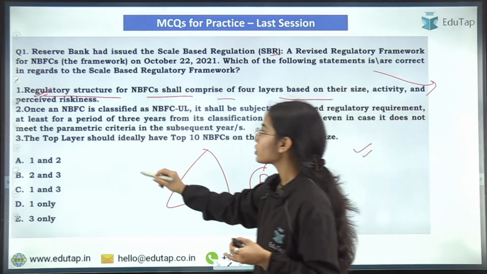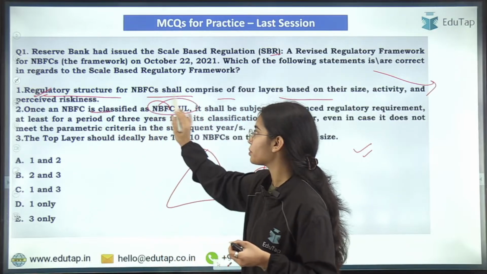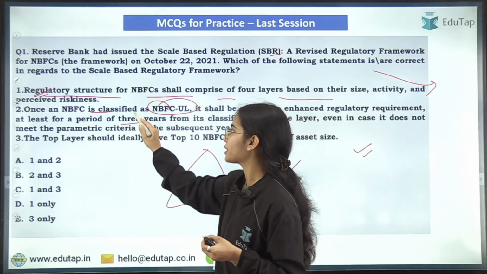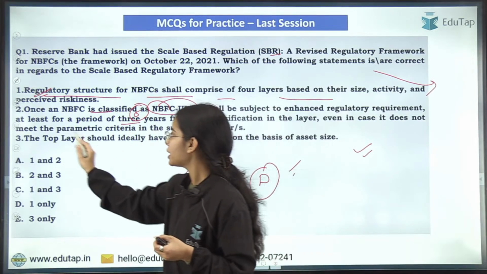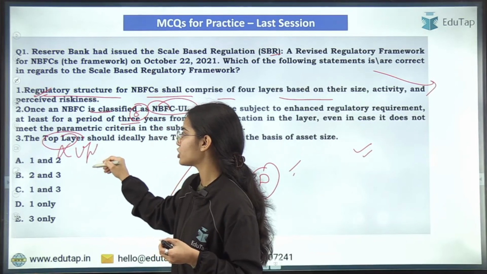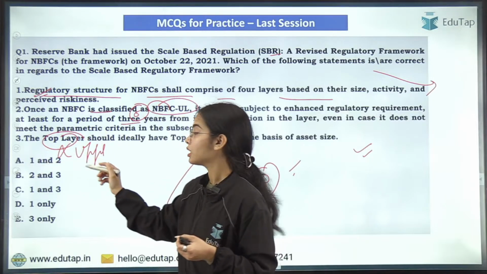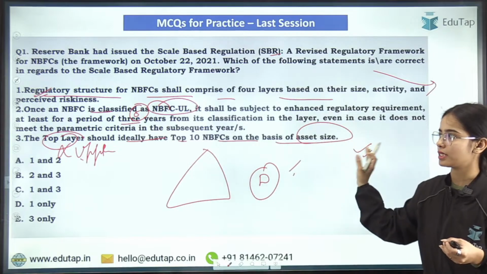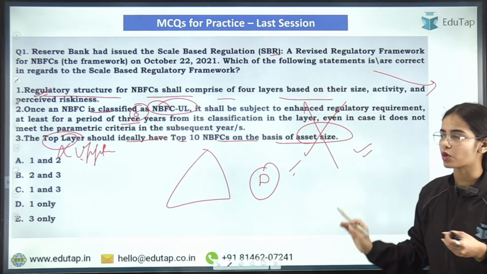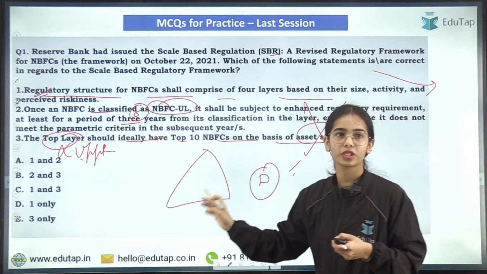Correct. Now once an NBFC is classified as NBFC upper layer, they will be kept in the NBFC upper layer for 5 years. The upper layer, not top layer. Top layer should remain empty per se. The upper layer should ideally have top 10 NBFCs on the basis of asset size. So second and third statements were wrong. Only one was correct. So D was the answer.